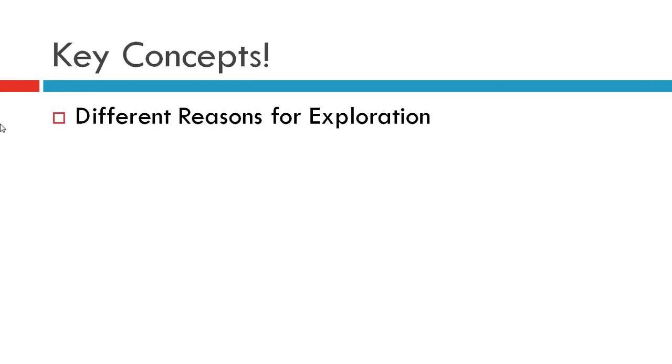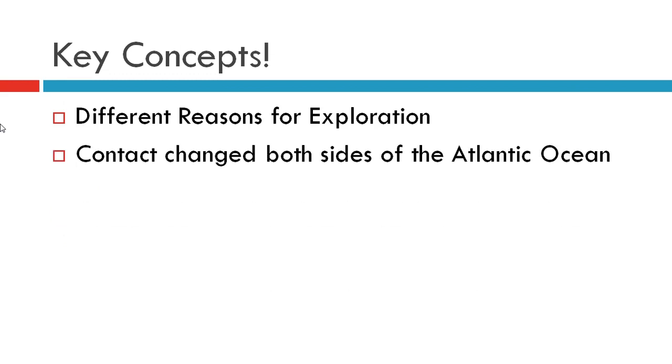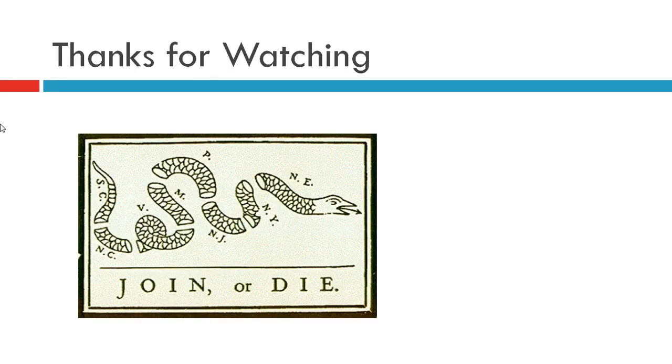Just to remind you of those key concepts, first of all, there were different reasons for exploration. Contact changed both sides of the Atlantic Ocean for good. Again, that's the Columbian exchange. That's a step towards globalization. We'll talk more about that in class. And also, each European power had different goals, and as a result, interacted with natives differently. We'll cover the other European powers starting in Chapter 2.